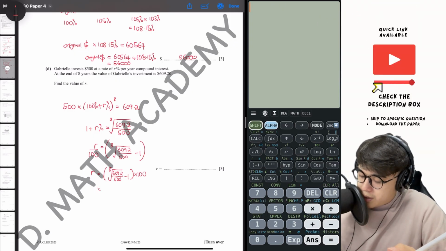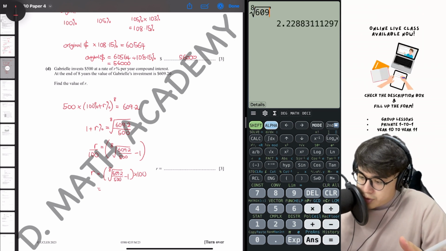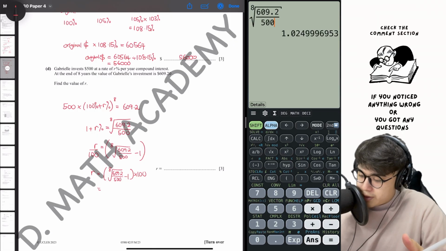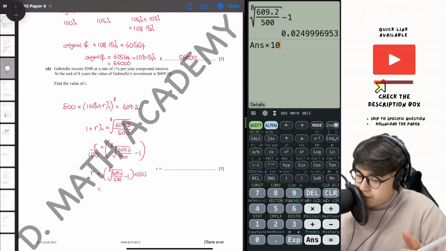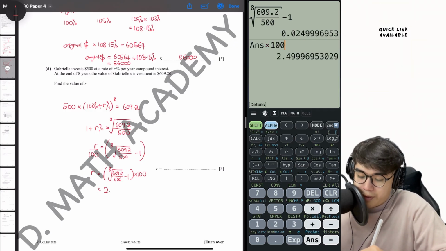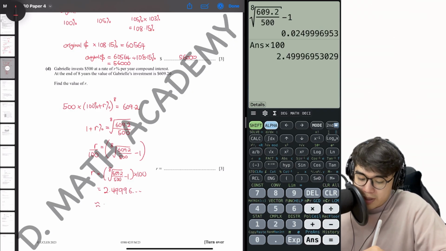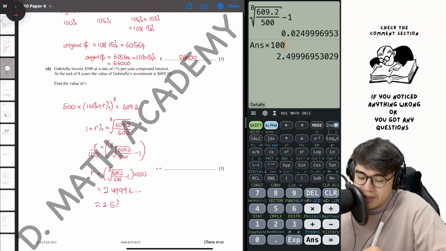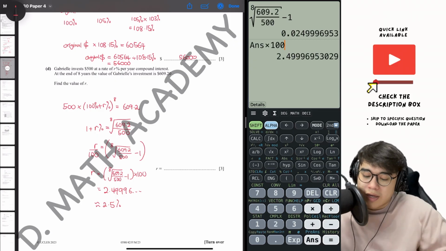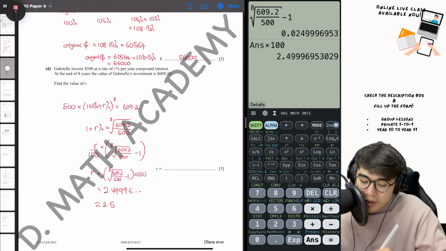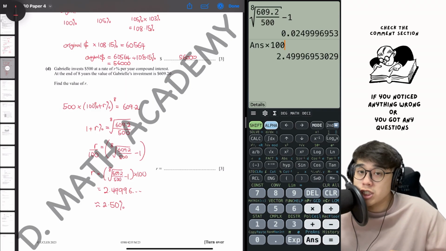So the 8th root of 609.2 over 500. Your minus 1 is outside. Please take note on this. Don't key it wrongly. Then multiply it with 100. You will get 2.49996 and so on percent. So it's approximately 2.5% if I were to round it to 3 significant figures. So 2.50 if you were to write it accurately. So this is how you work around and find out the interest rate here.